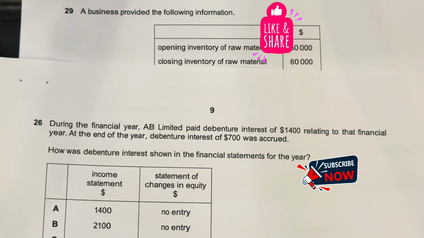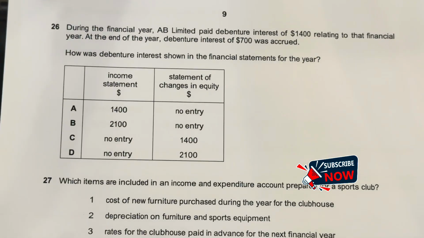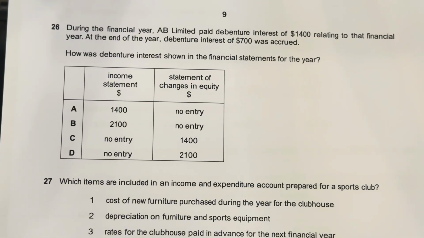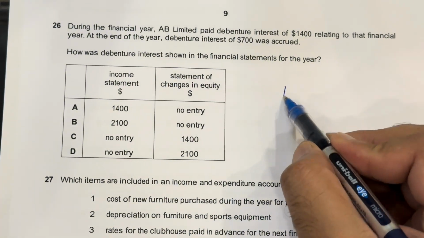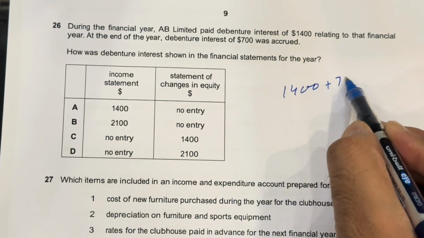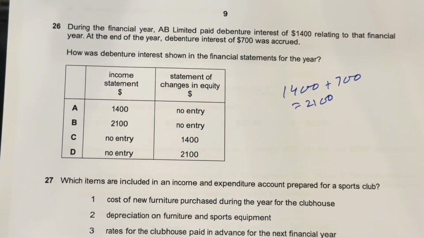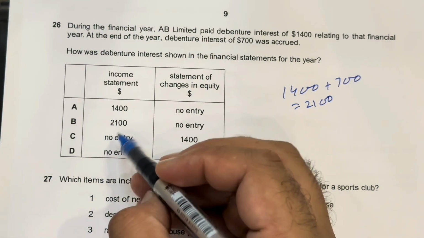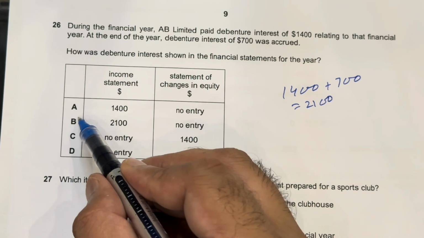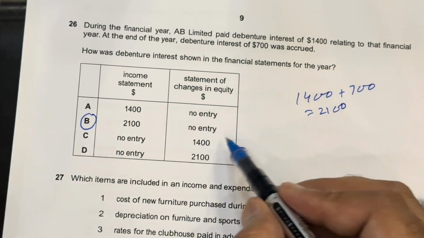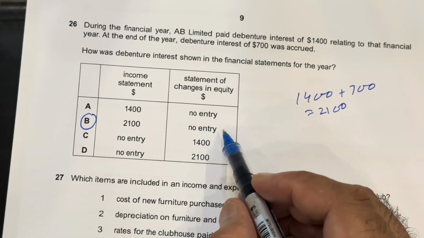During the financial year, AB Limited paid debenture interest of 1,400 relating to that financial year. At the end of the year, debenture interest owing was 700. How was debenture interest shown in the financial year? So simply we're going to add 1,400 plus 700. The answer is 2,100. So the income statement would show 2,100, and we don't need to put it in the change in equity.